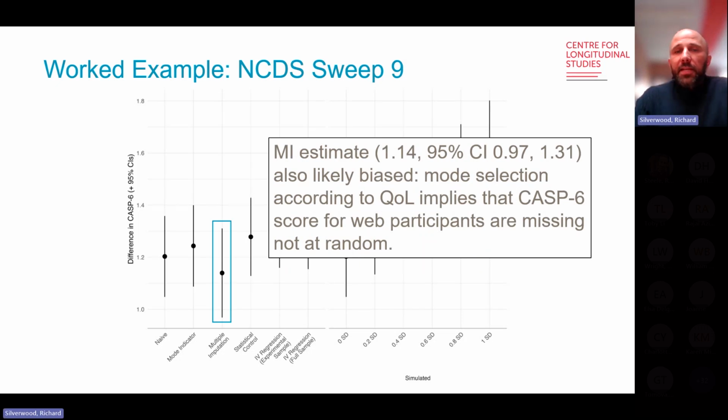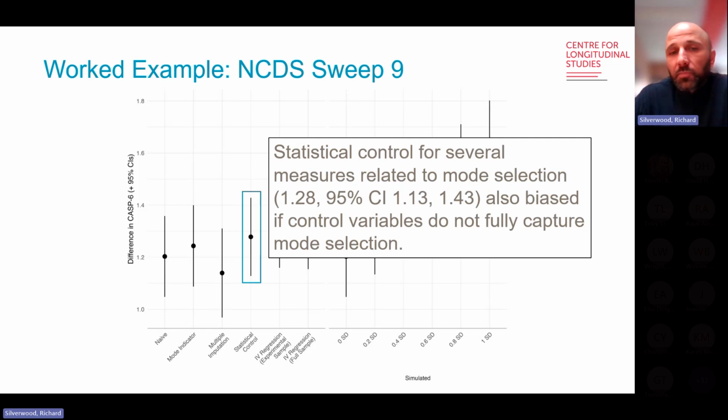We instead use a multiple imputation approach. We get an estimate of 1.14, but we would suggest again that this is likely to be biased here. Because there's mode selection according to quality of life, it means that the CASP-6 score for the web participants is missing not at random, so it wouldn't meet the missing at random assumption underlying the multiple imputation approach. If we extend our statistical control approach to include several measures related to mode selection, we get an estimate of 1.28. But here, as we've been saying throughout, it's difficult to ensure that this set of control variables will fully capture mode selection.